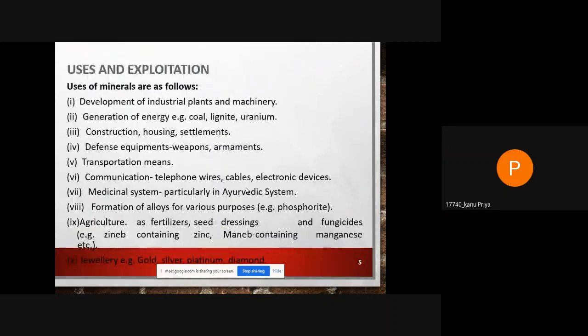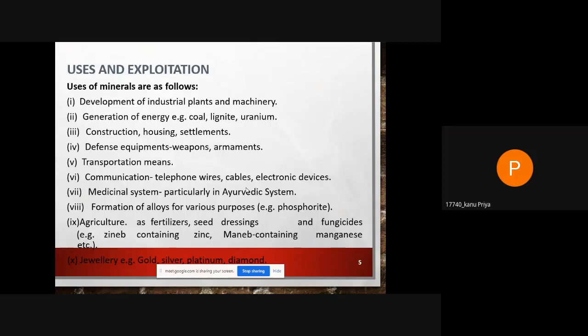Use and exploration. Use of minerals is as follows. First is development of industrial plant and machinery. Second is generation of energy, that is coal, lignite, uranium. Third is construction of housing settlement. Fourth is defense equipment. Fifth is transportation means. Sixth is communication, telephone wires, cables, electronic devices. Seventh is medicinal system, particularly in the Ayurvedic system.